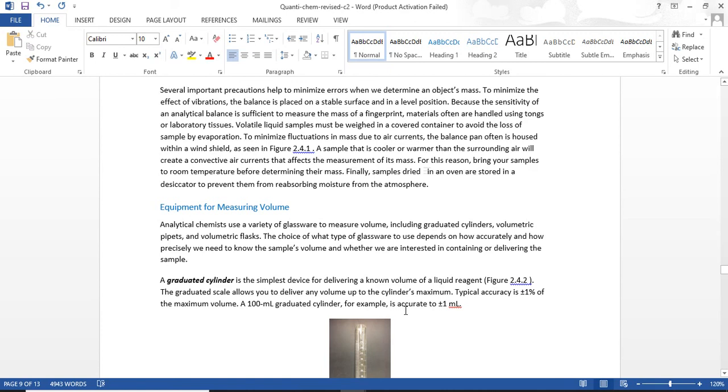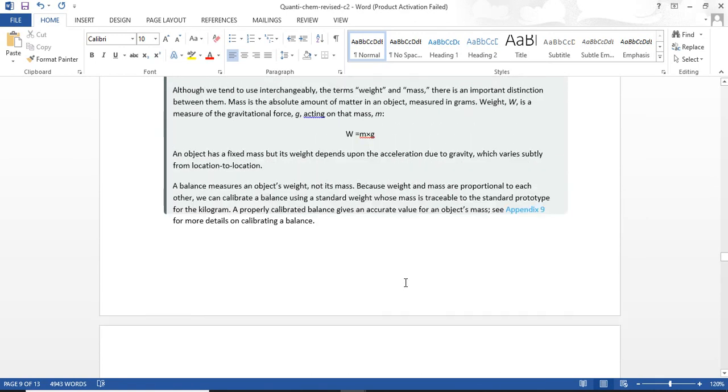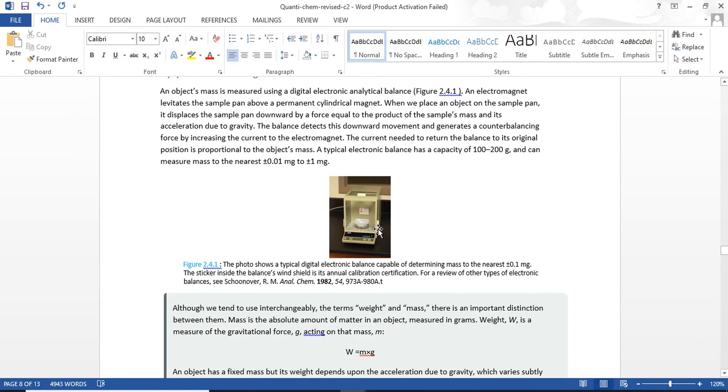Several important precautions help to minimize error when we determine an object's mass. To minimize error from vibration, the balance is placed on a stable surface in a level position, because the sensitivity of the analytical balance is sufficient to measure the mass of a fingerprint. Often, we handle objects using tongs or laboratory tissue. Also, volatile liquid samples must be weighed in a covered container to avoid loss of sample due to evaporation.